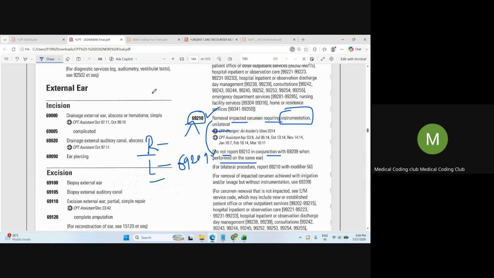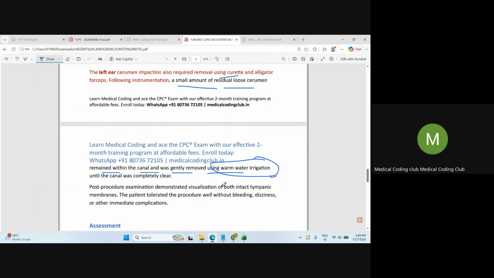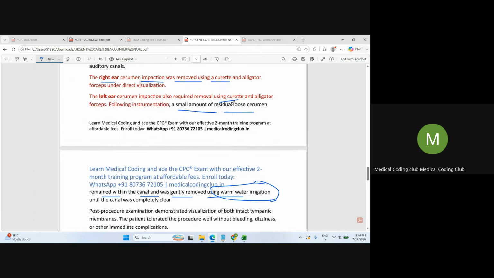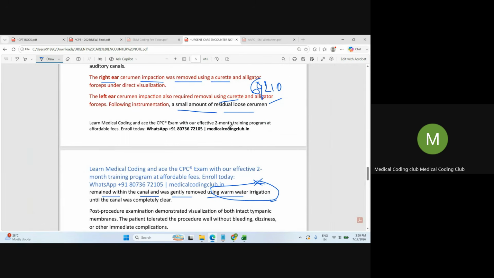But as of now, in our question, for both ears they used instrumentation and not irrigation alone. So you just have to ignore the irrigation and code only instrumentation. 69210 will be coded for this medical record as the procedure code.